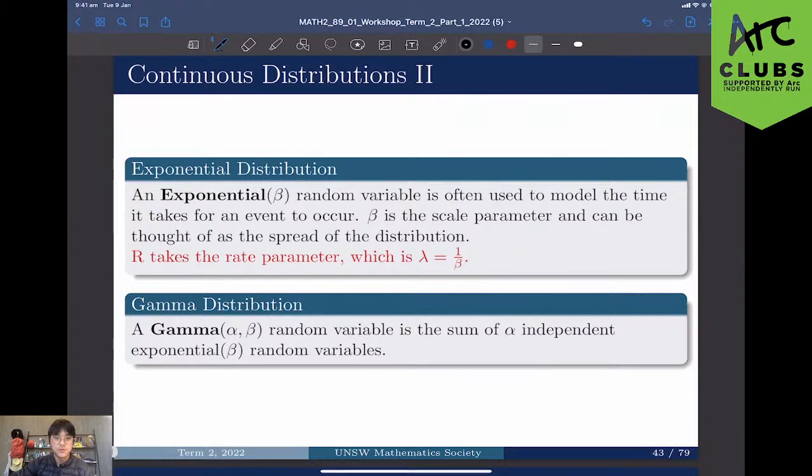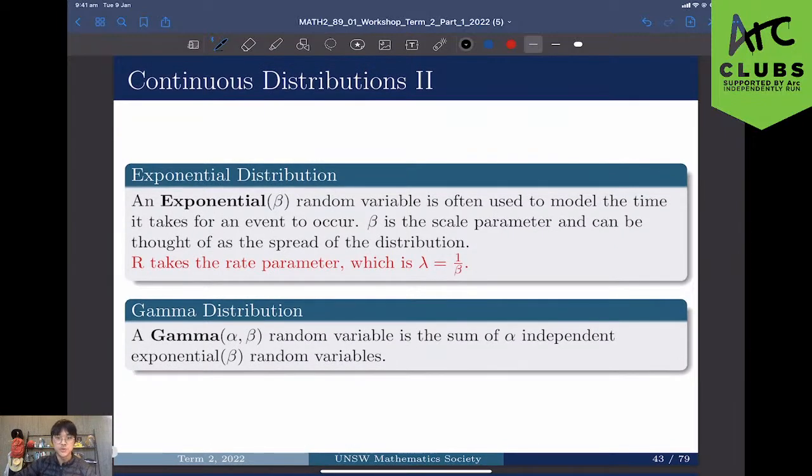An exponential random variable is often used to model the time it takes for an event to occur. As opposed to the Poisson distribution, which is how many occurrences occur in each time interval, an exponential variable models the time it takes for something to occur. So it could be the time you take to wait for a bus. And beta is the scale parameter and can be thought of as the spread. And the gamma distribution is the sum of alpha different exponential random variables.